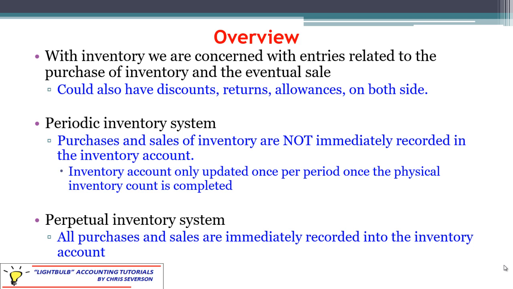With the perpetual inventory system, however, both the purchases and sales of inventory are tracked immediately into the inventory account. There's no delay. We're not waiting until the end of the period. Now, I do want to specify that that's not to say that we would never do a physical inventory count under perpetual. It's just that it's only used for reconciliation purposes rather than the core entry itself.